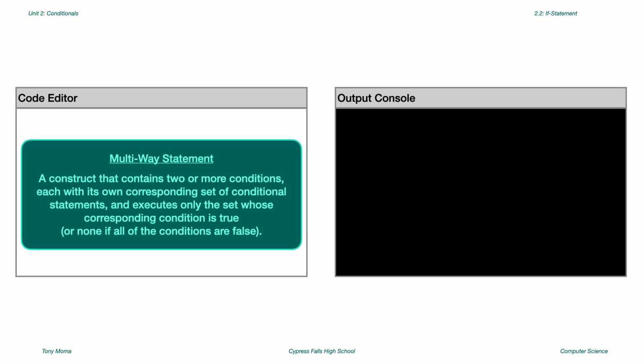A multi-way statement is a construct that contains two or more conditions, each with its own corresponding set of conditional statements, and executes only the set whose corresponding condition is true, or none of them if all of the conditions are false. So let's illustrate this concept with an example.